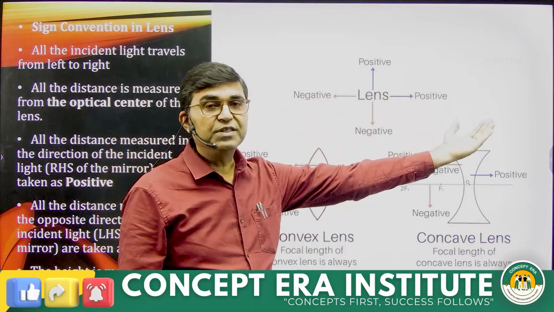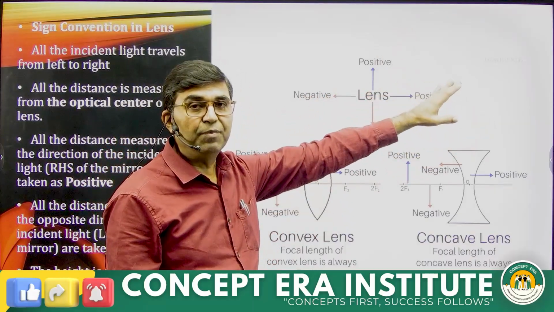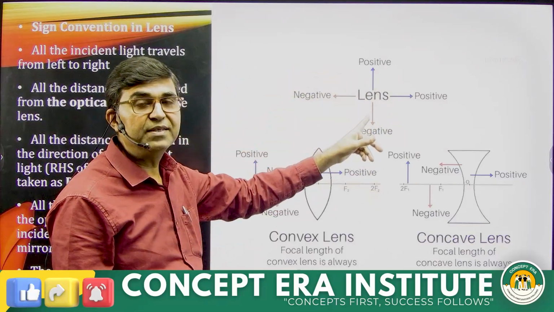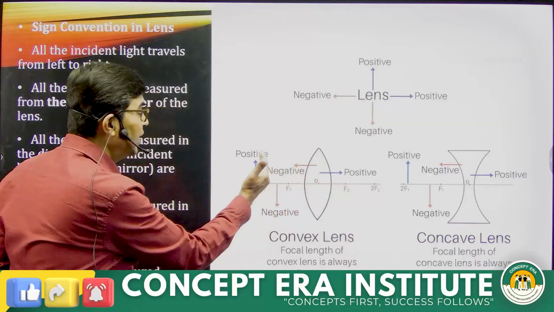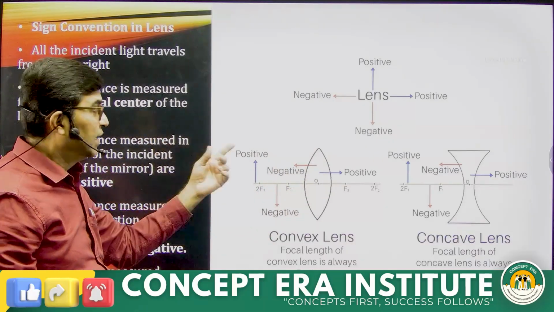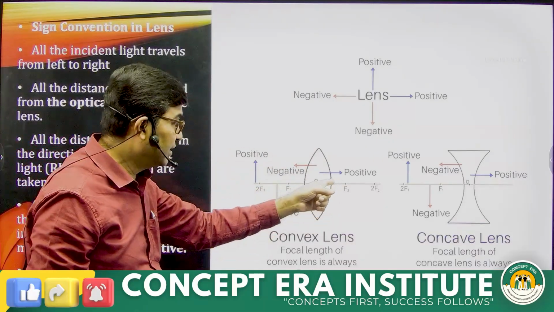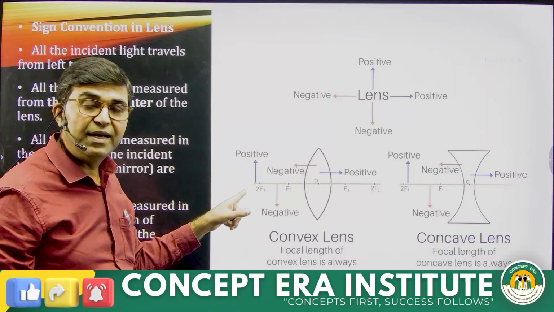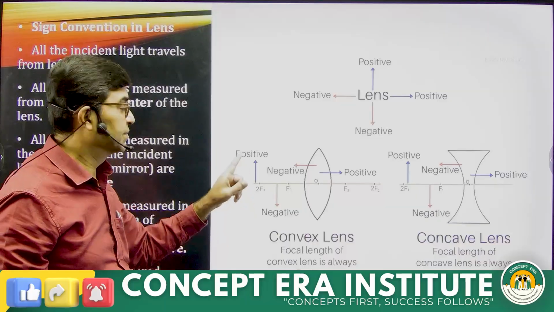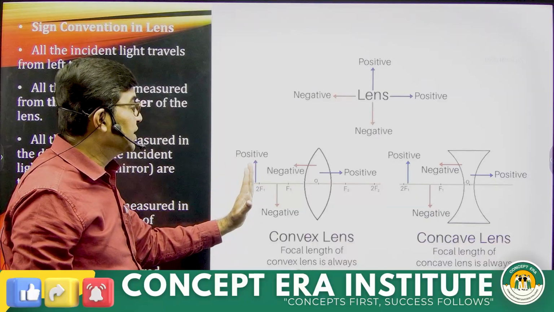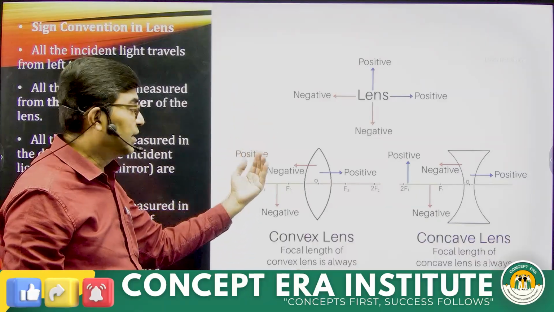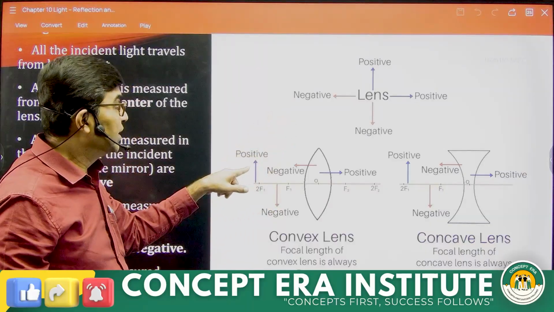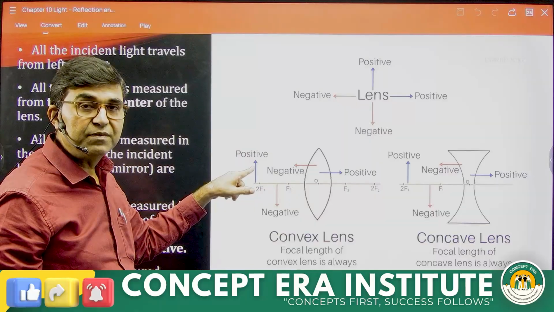Distances measured towards the right and up are taken as positive, and distances measured towards the left and down are taken as negative. The object will be placed on the left side, and distance will be measured from the optical center towards the left side, therefore the object distance will be taken as negative, always. The object height is measured from the principal axis in the upward direction, therefore the height of the object is always positive.